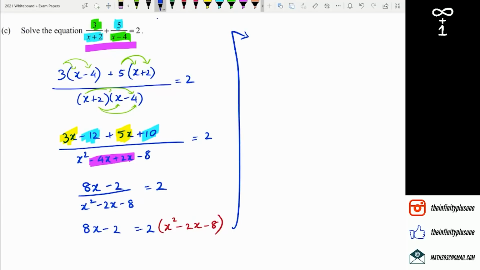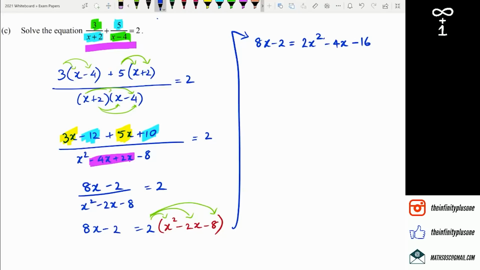So on the left-hand side, we've got 8x minus 2 equals. On the right-hand side, I need to expand that bracket. So I've got all of this that I've got to multiply. I've got 2 times x squared, which is 2x squared. 2 times negative 2x is negative 4x. And 2 times minus 8 is negative 16.